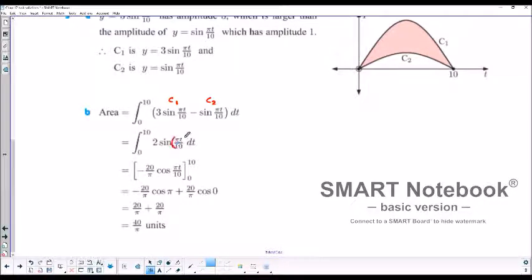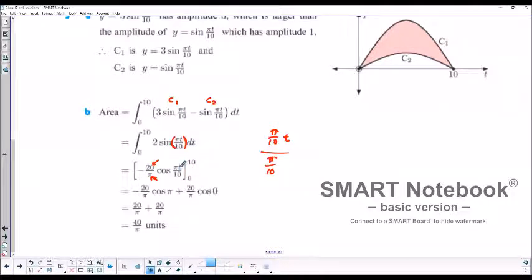Now that angle can be written as pi over 10 t, so pi over 10 is the coefficient. When we integrate sine, we get negative cosine, and then we divide by the coefficient of t. Dividing by pi over 10 means you flip and multiply. So the 10 multiplies by the 2 to get negative 20, and the pi goes in the denominator. The integral of sine is negative cosine, because when you differentiate cosine, you get negative sine, and the sine up here is positive. So that's why we need that negative. And then we just substitute 10 and 0 in.